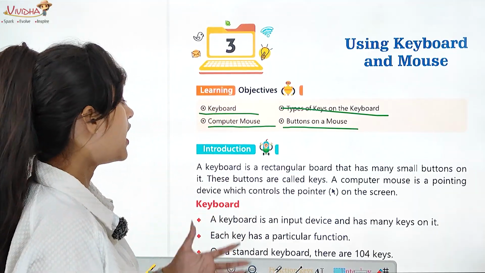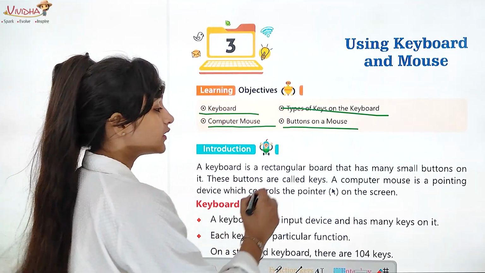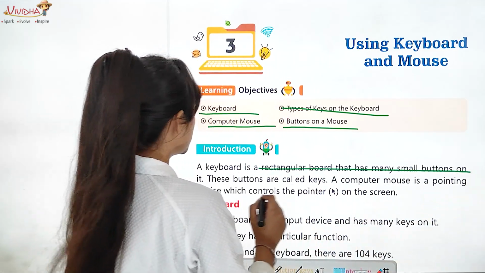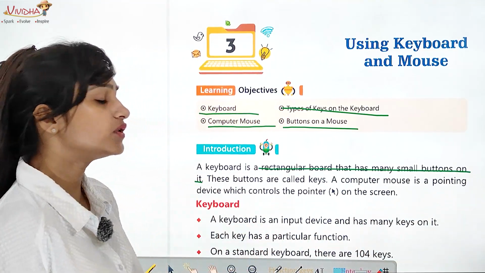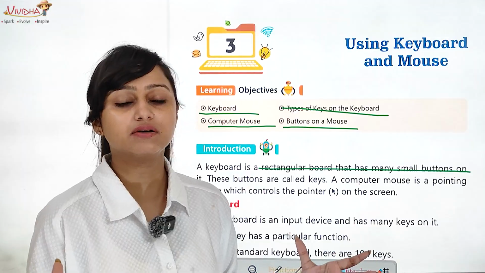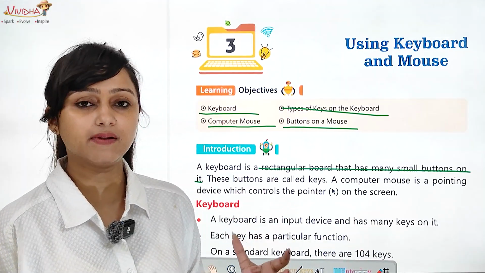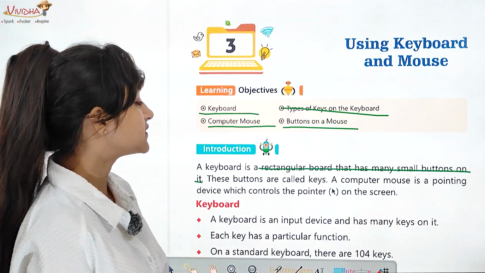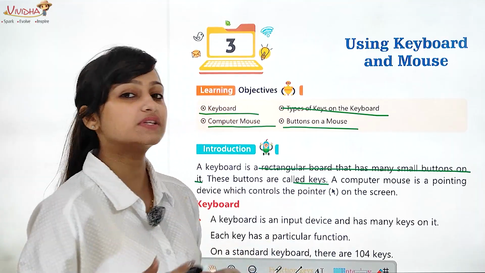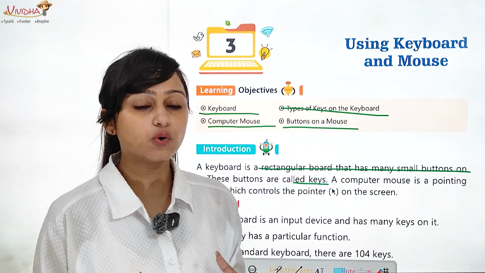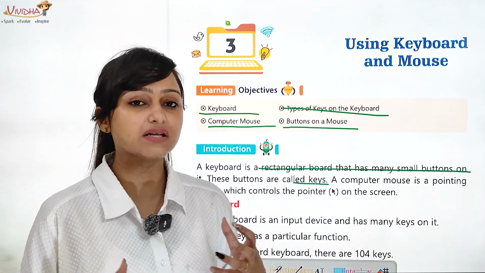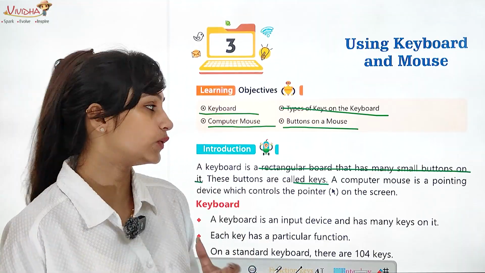So here our keyboard is a rectangular board that has many small buttons on it. So in keyboard there are many keys available. There are 104 keys available on the keyboard. These buttons are called keys. The buttons that are present on the keyboard are known as keys.